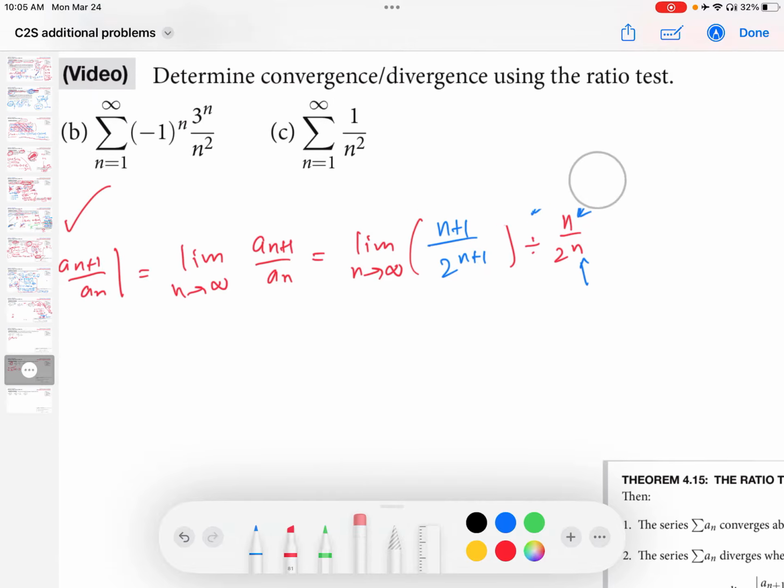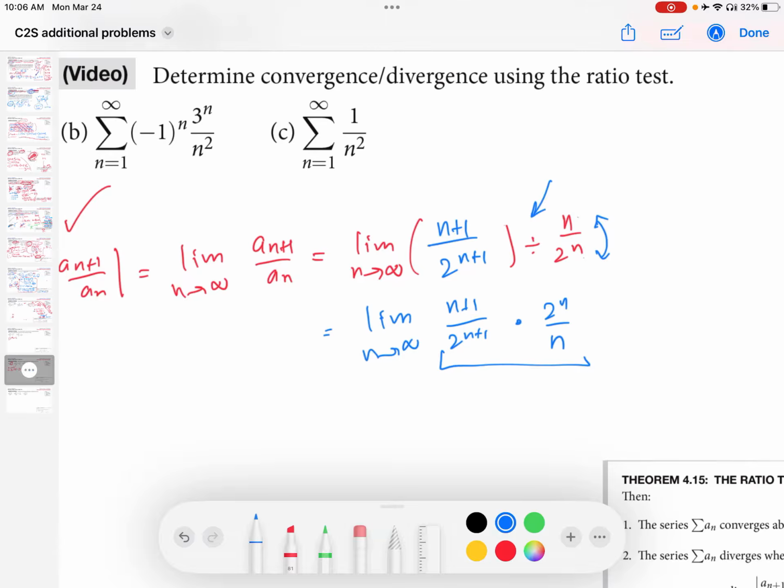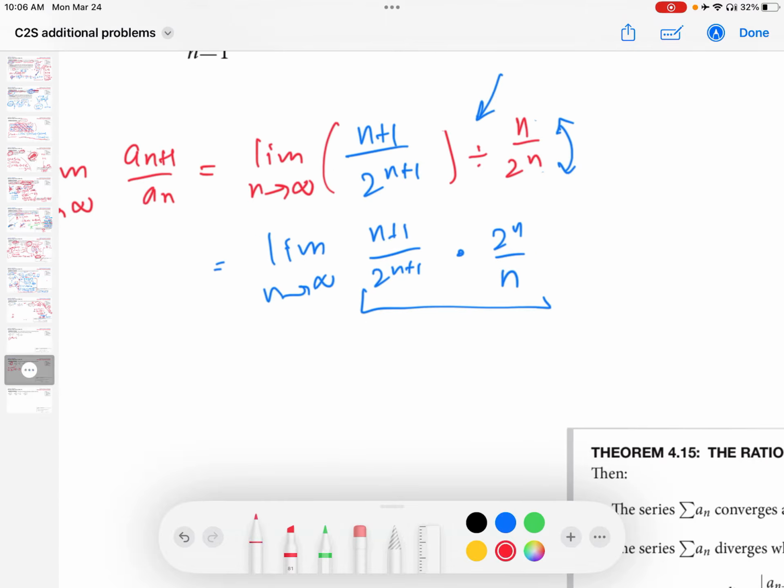Great. Now I want to do a lot of algebra before we take this limit. So what's the algebra to be done? Well, division is multiplication by the reciprocal, so I just swap where those are in the fraction. And now I'm going to work on this part. I notice that n plus 1 over n, I can put that together. And then I'm going to put these together.